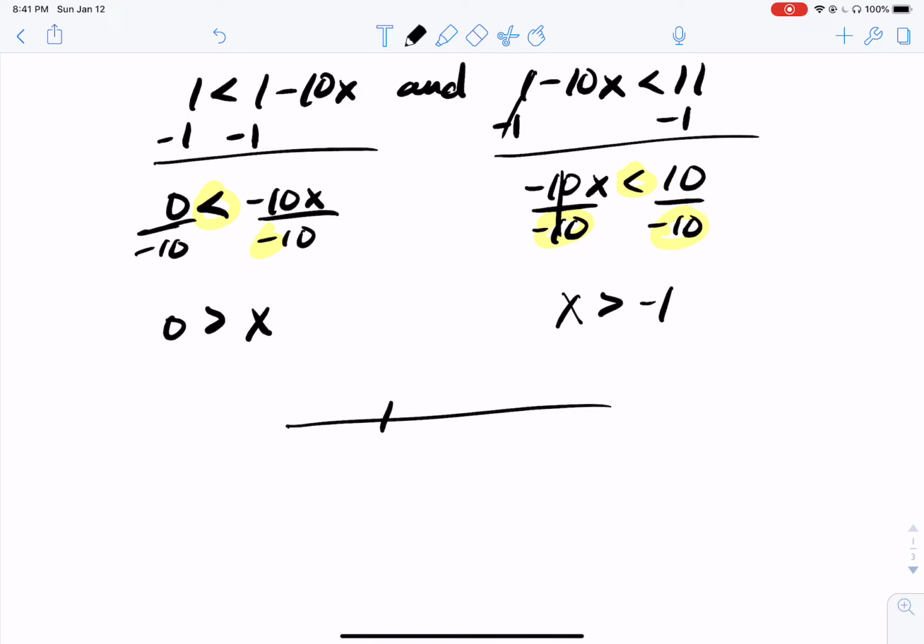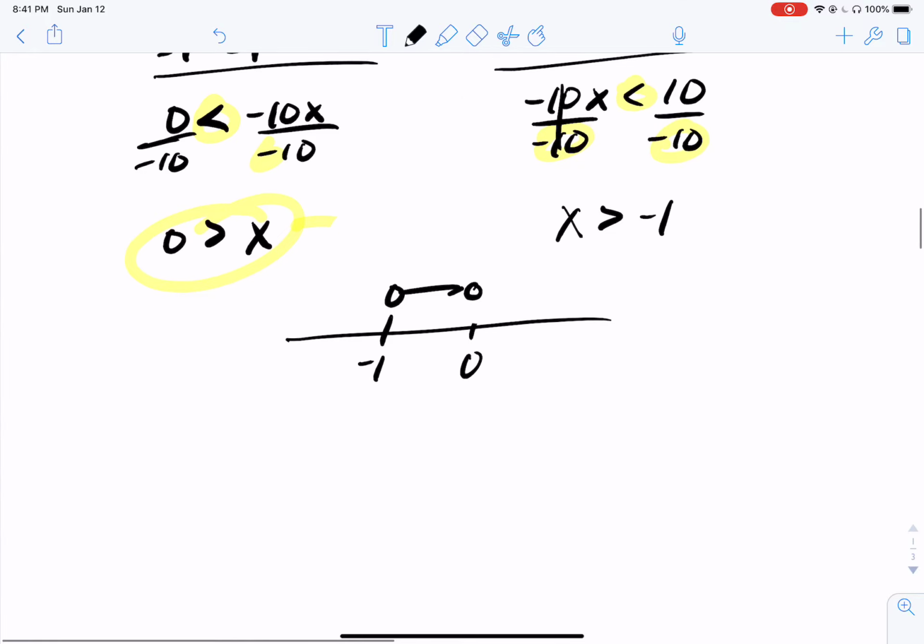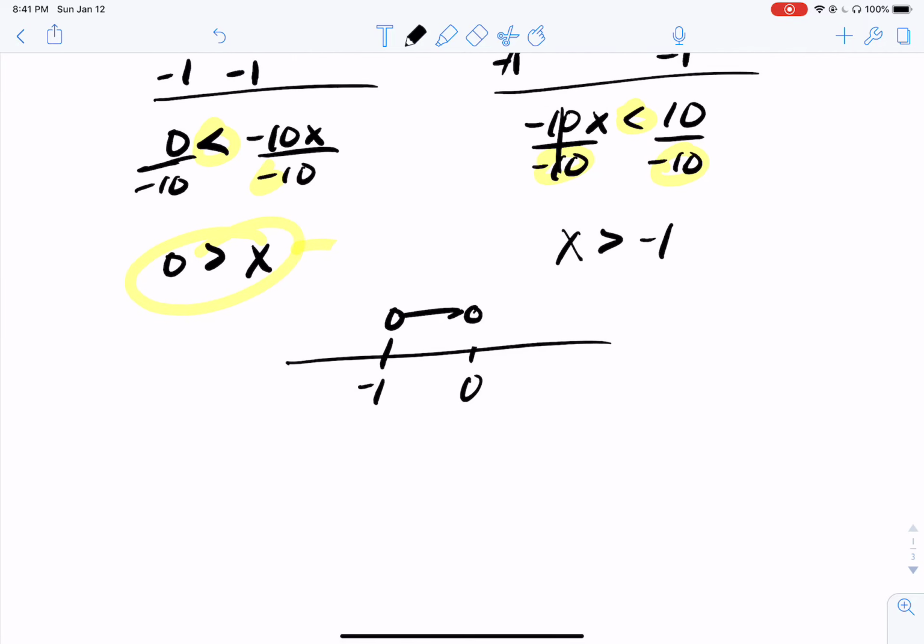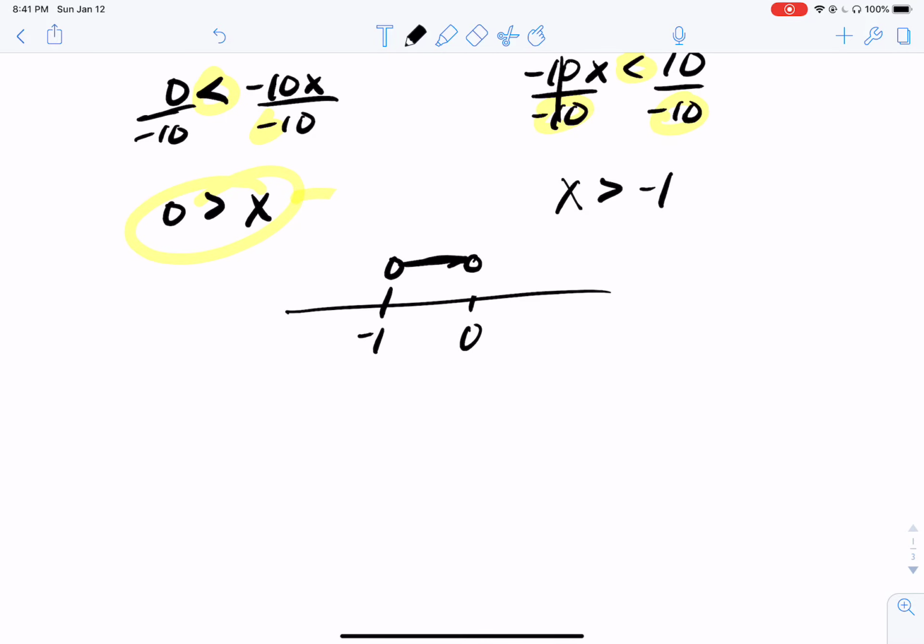So on our number line, negative 1 is to the left of 0, right? Even though this one is first, that one goes actually right there, okay? So we're going to put them going towards each other because, again, it's an example of an AND. And every AND inequality connects the two endpoints. So here, our interval notation would be negative 1 to 0 using parentheses. So this would be the solution.